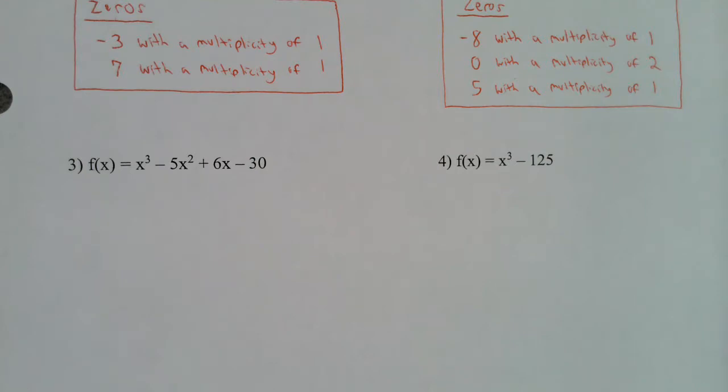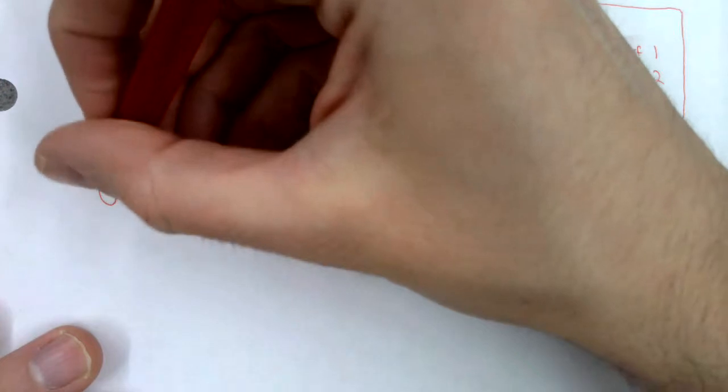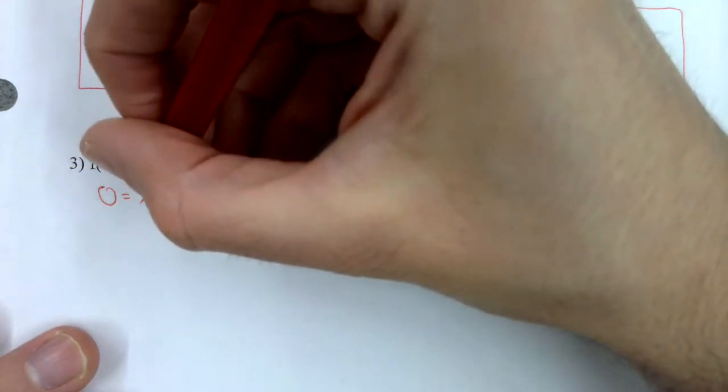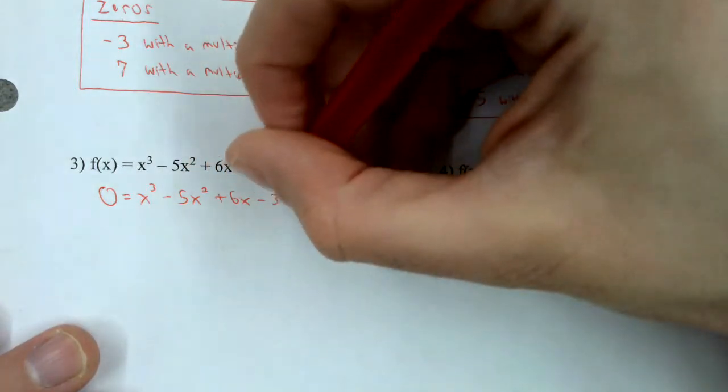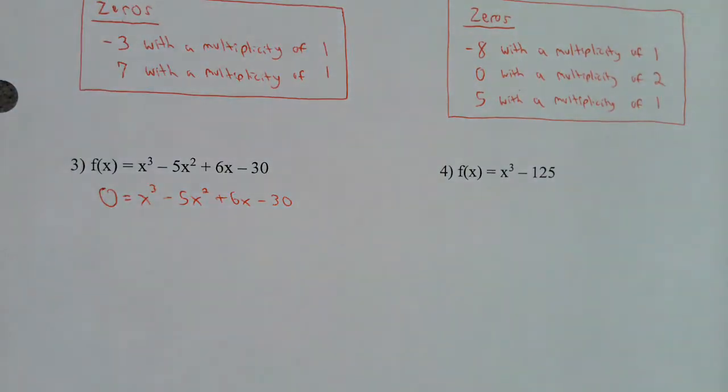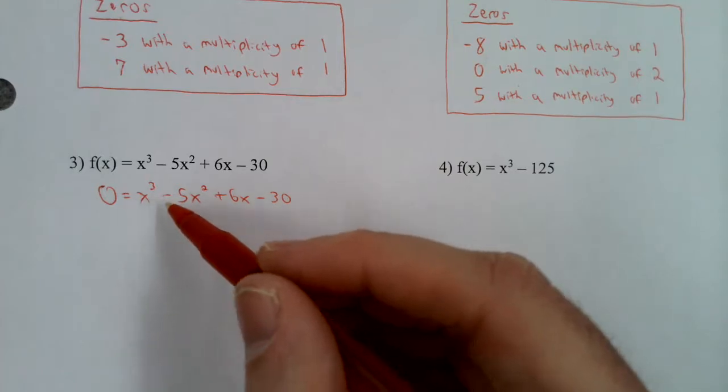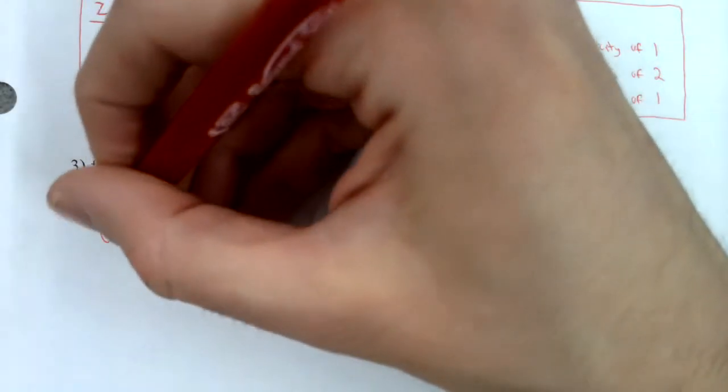Number 3 looks like a factoring by grouping problem all day long. So let's replace f of x with 0. And then let's try factoring by grouping. Usually 4 terms indicates we're going to do factoring by grouping. The first group has a GCF of x squared.